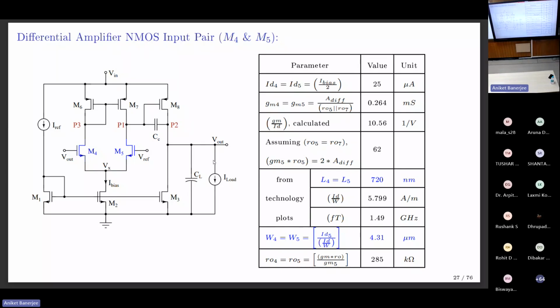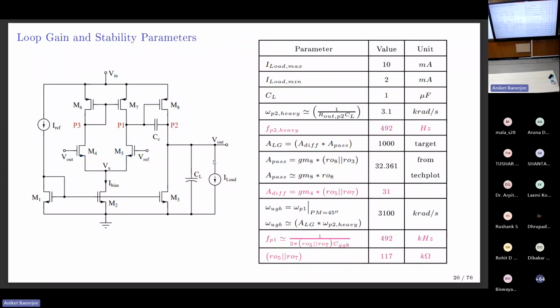Just had one question. You mentioned that for that CC, the Miller multiplication may not be applicable because the gain is small. Yes, the gain is less than 1. But the gain that you have calculated is 31, right? DC gain. There is DC gain. After the pole has come, at high frequency, there is no gain.